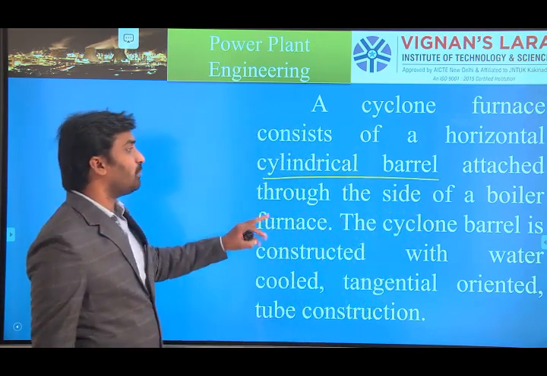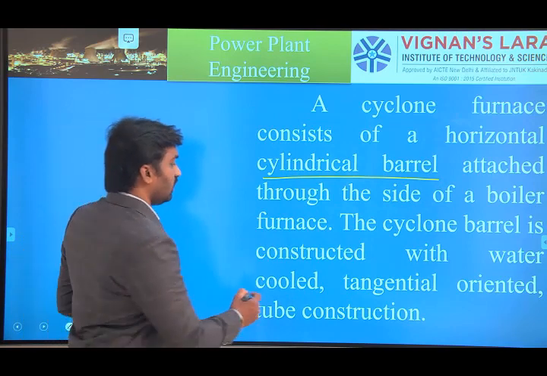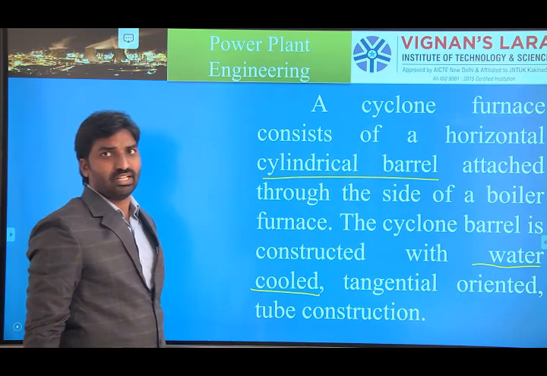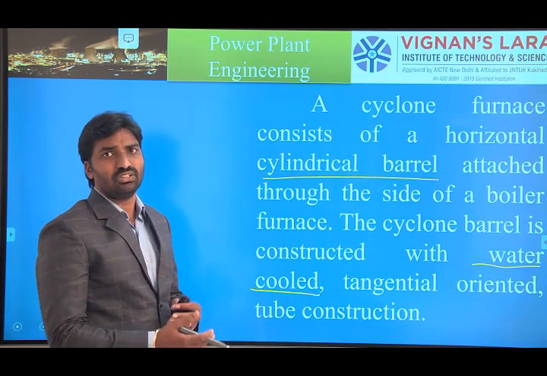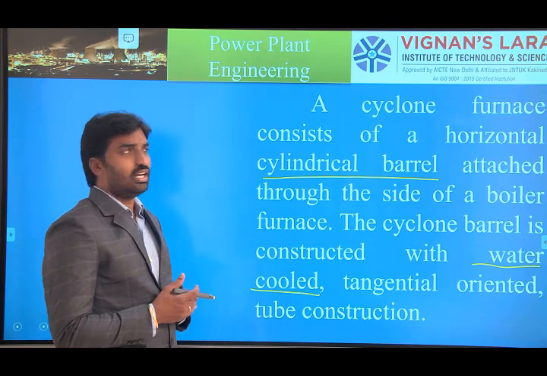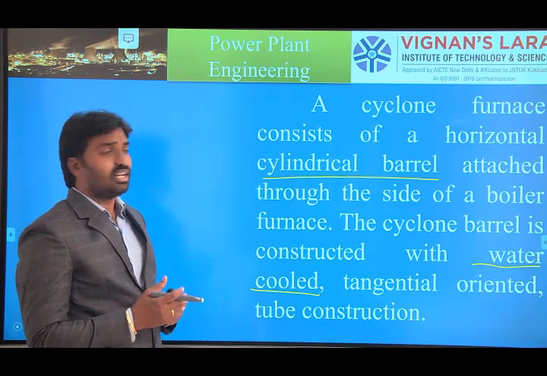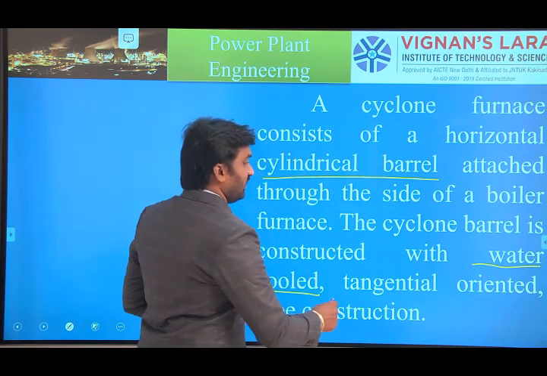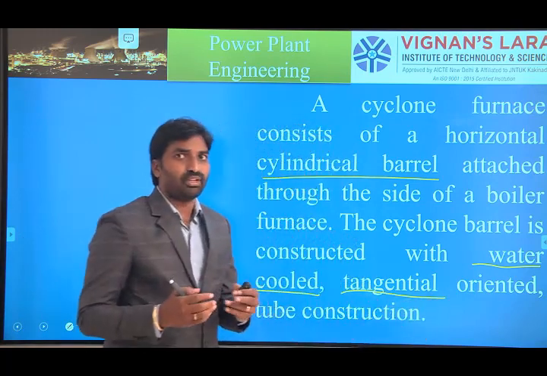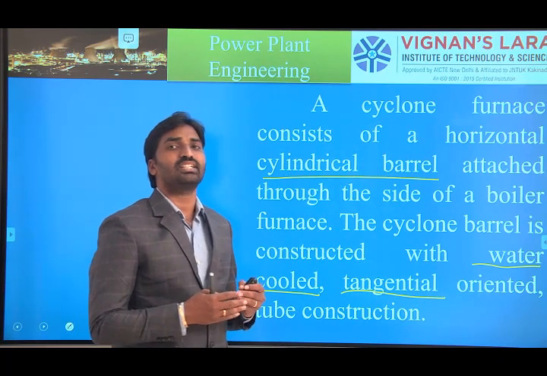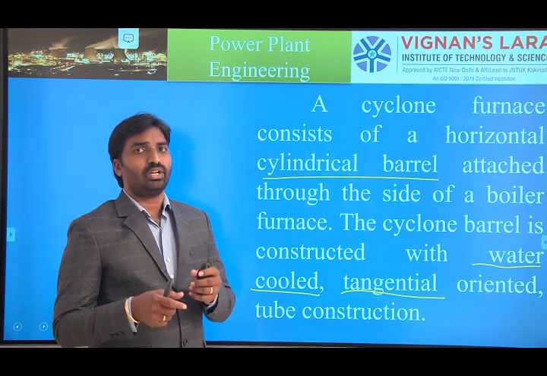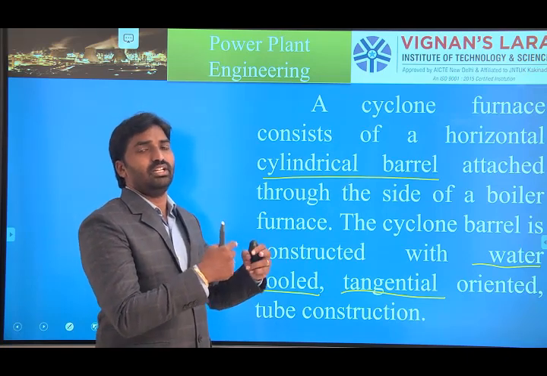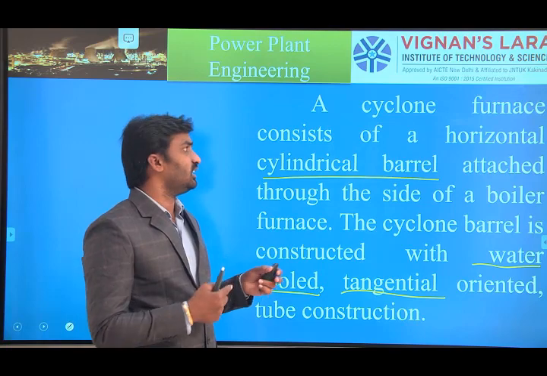In this barrel attachment, we also use a water cooled type of cyclone furnace for cooling purposes. So here we have water cooling and a horizontal cylindrical barrel. The air enters in a tangential way. Two types of air are entered: the primary air and the secondary air. The coal is entered in a spiral way in a cyclone furnace.